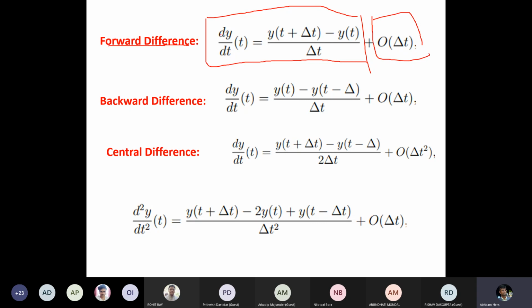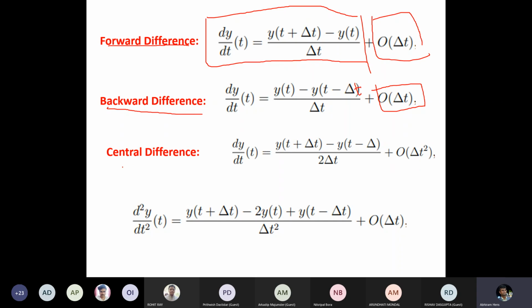Similarly, backward difference can be taken, where the same dy/dt can be defined as y(t) minus y(t minus delta t) by delta t. The order will be the same, delta t order, in this truncated form.